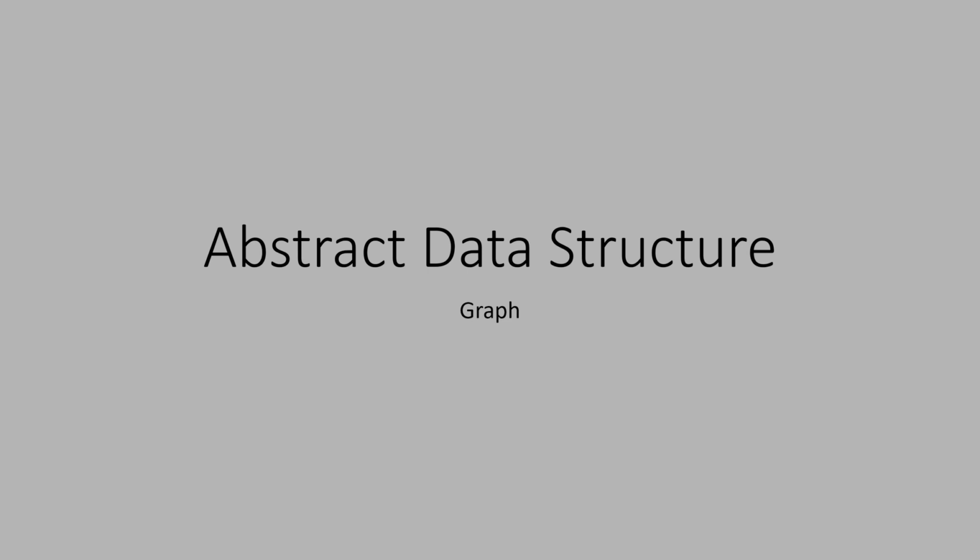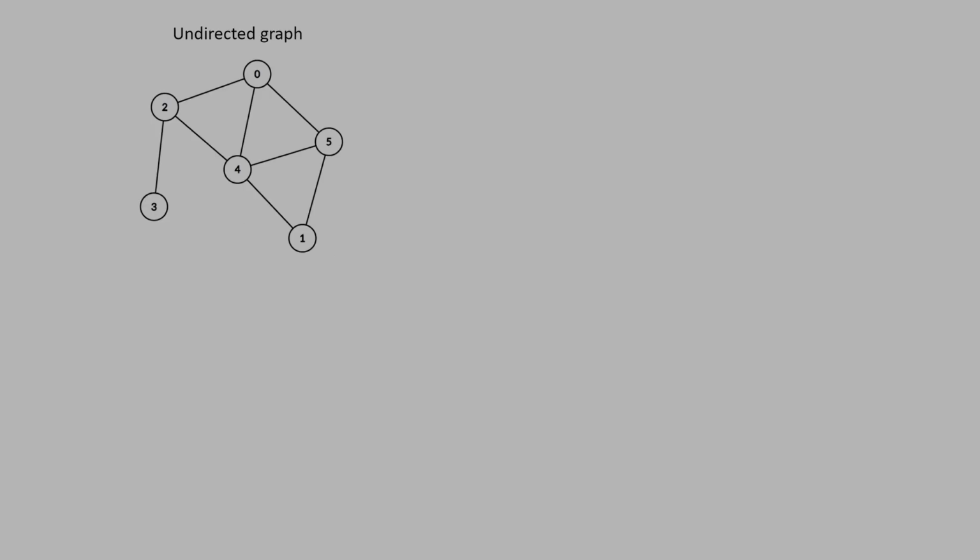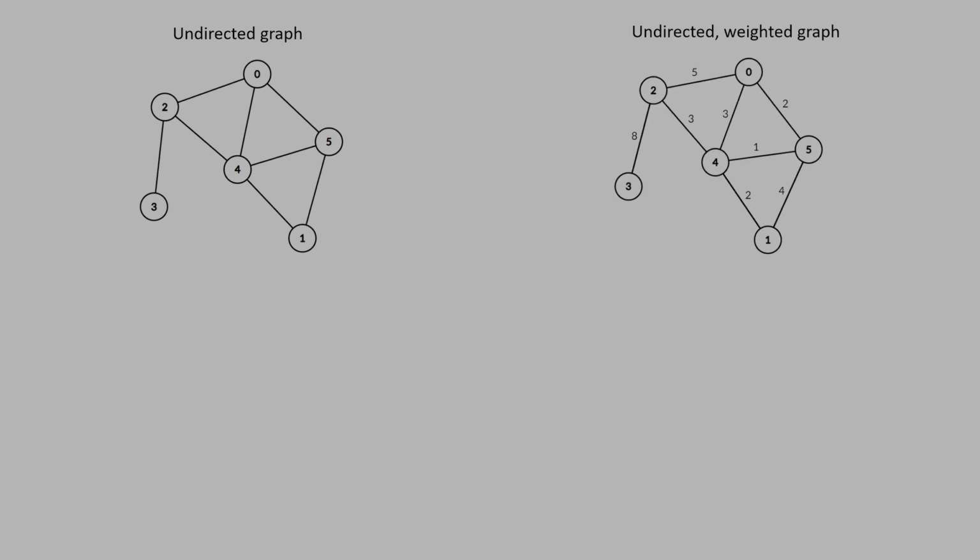Okay, so we're looking at abstract data types and data structures. This time we're looking at graphs. So here is an undirected graph. Next to it we have an undirected but weighted graph, so we've introduced these numbers here.